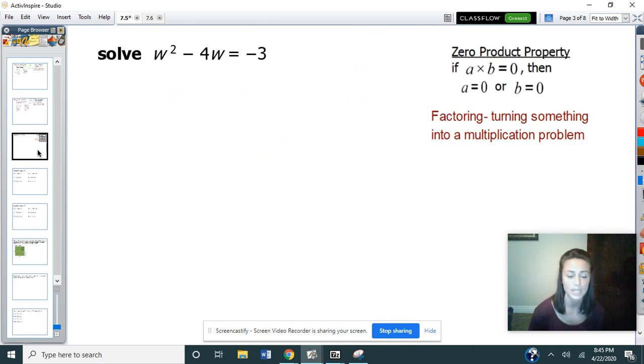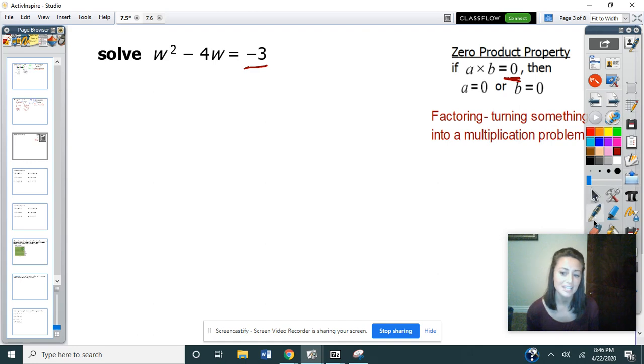It's when this doesn't equal 0. Because it's a square and we have this w and this w, these can't be combined. So we know we're probably going to want to get it equal to 0 and set the factors equal to 0 using the zero product property. But to do that, the zero product property tells us that it has to equal 0. Does ours equal 0 here? No. So we need to get it to be equal to 0.